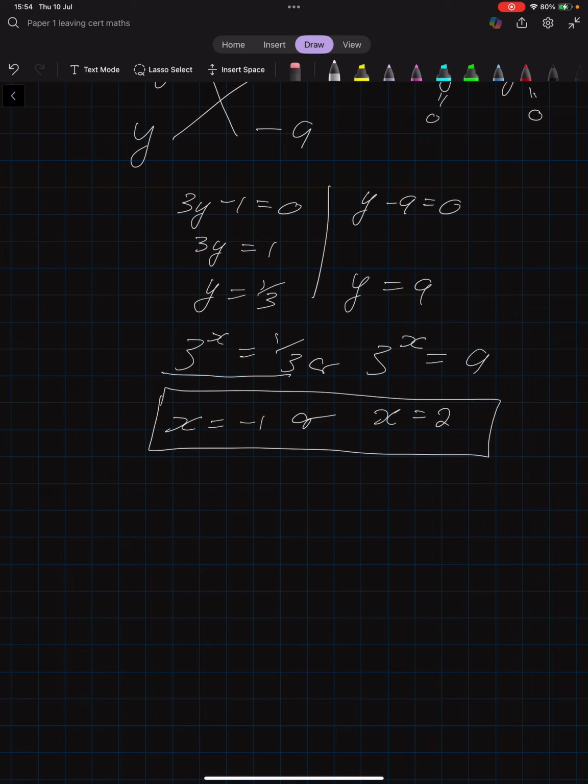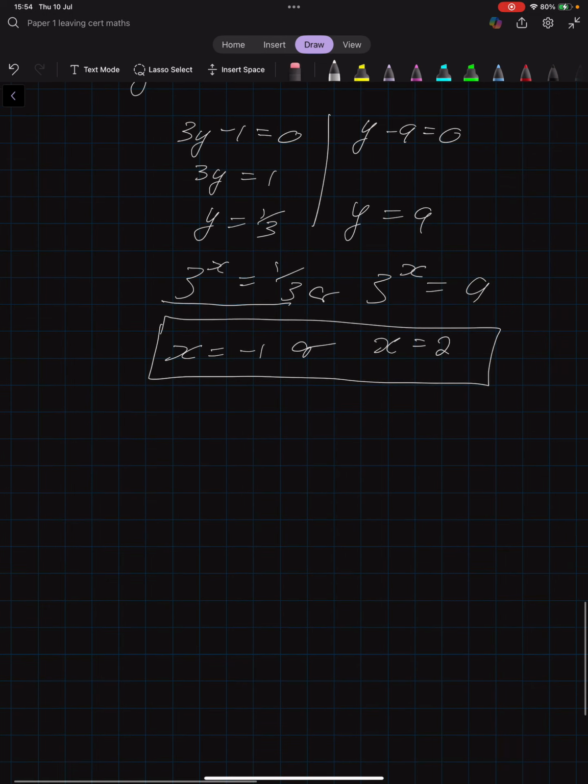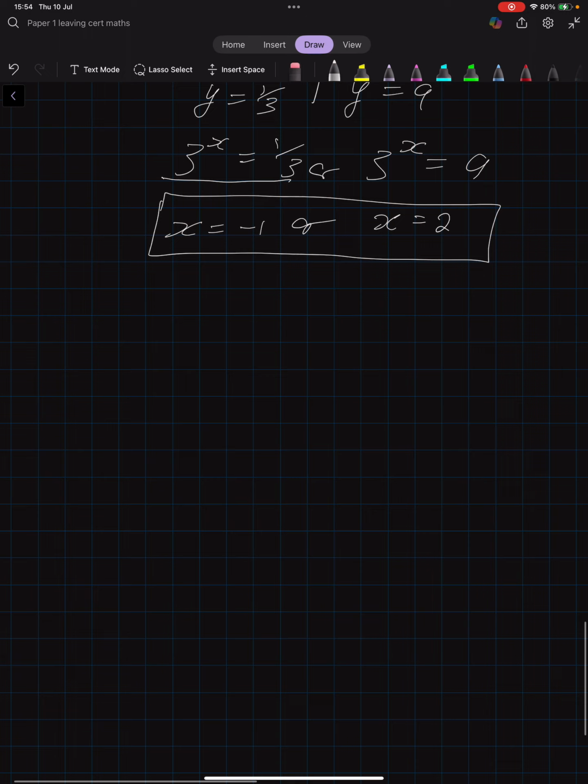All right. I'll do one more, because I think there's one more thing that can trip people up, and it's something like this. If you have 2 to the power of x plus 2 squared minus x equals 5.